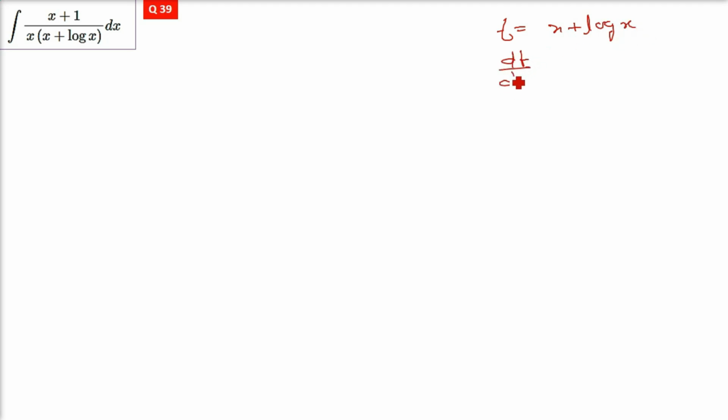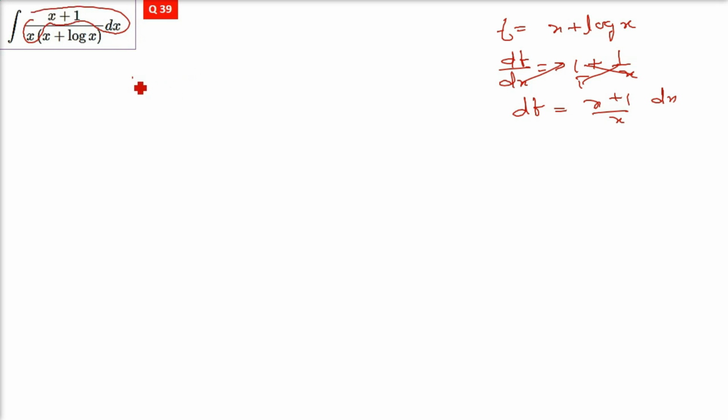So this dt by dx will be equal to, this content should come as the numerator and one part of the denominator should come. So 1 plus 1 by x. When you take the LCM, it will be x plus 1 by x. So dt will be equal to (x plus 1) by x into dx. So this whole is dt.